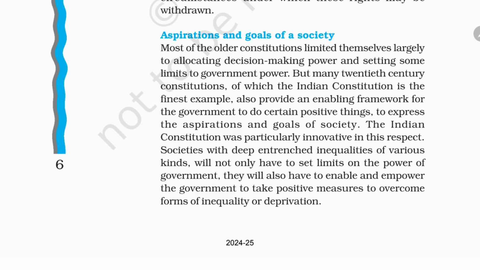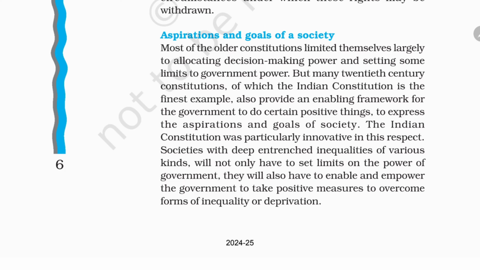Aspiration and goals of a society. Most of the older constitutions limited themselves largely to allocating decision-making power and setting some limits to government powers. But many 20th century constitutions, of which the Indian constitution is the finest example, also provide an enabling framework for the government to do certain positive things to express the aspiration and goals of a society. The Indian constitution was particularly innovative in this respect.